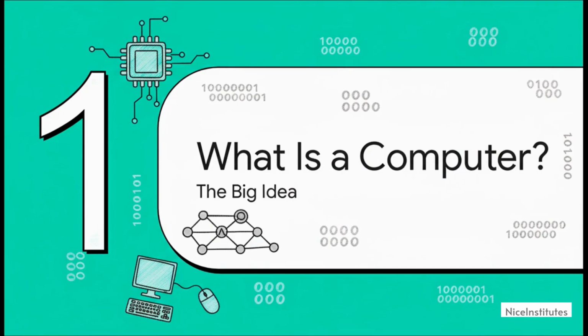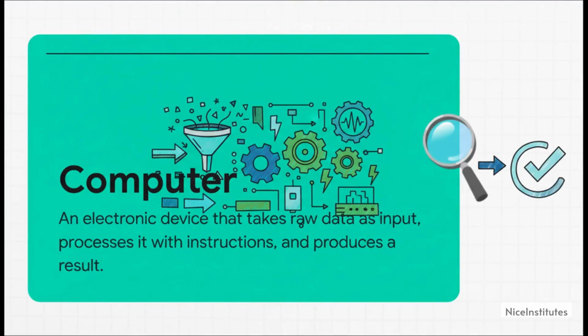All right, so to get to the bottom of this, we got to start at square one. We need to ask the most basic question there is. What even is a computer? When you strip everything else away, a computer is actually surprisingly simple. It's a machine that just follows a specific cycle over and over again.